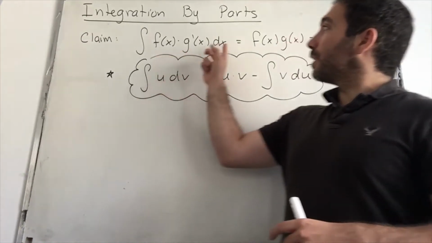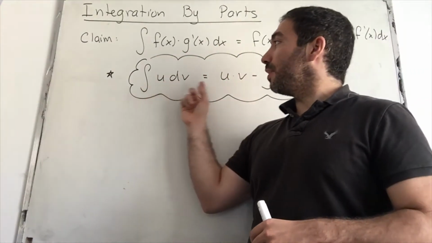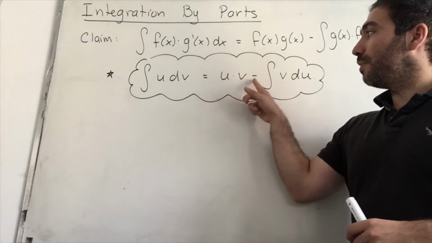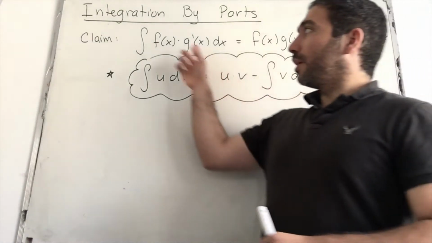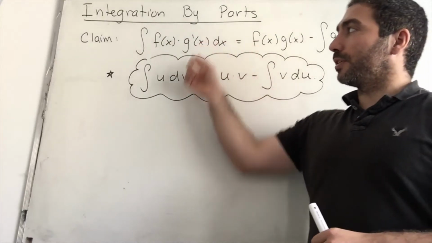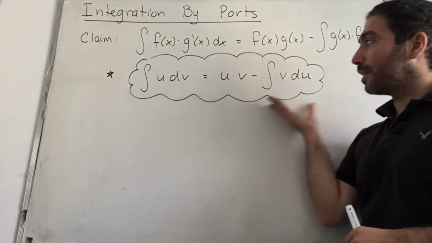A better way to memorize this formula is the integral of u dv, which is equal to u times v minus the integral of v du. So these two claims are the exact same thing. It's easier to memorize in this form.